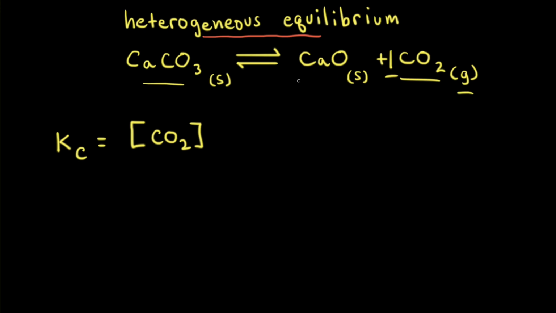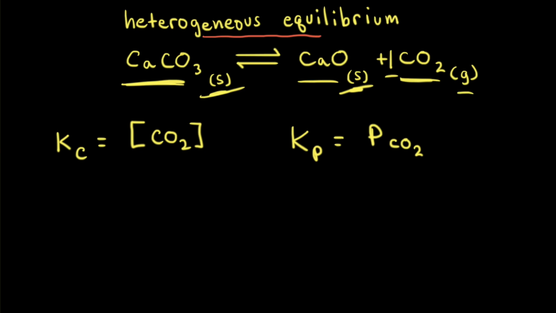Our other product is a solid, so we're going to leave that out of our equilibrium constant expression. And for our reactant, calcium carbonate, that's also a solid, so that's also left out of our expression. If we were to write a Kp expression here, we would include the partial pressure of our gas, which is carbon dioxide. So this would be the partial pressure of carbon dioxide to the first power. And once again, we would leave the two solids out of our equilibrium constant expression.